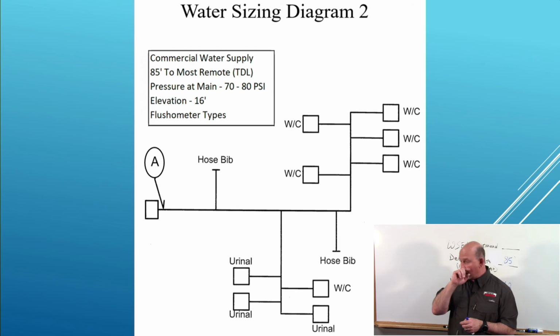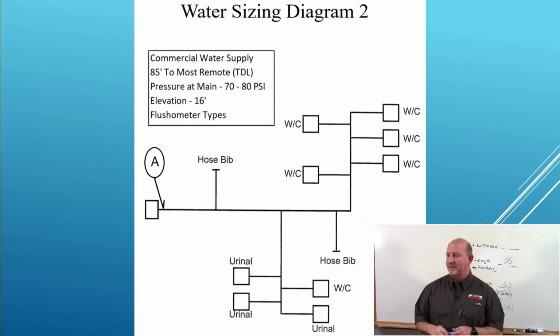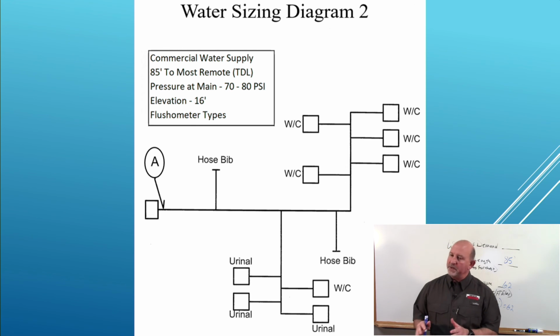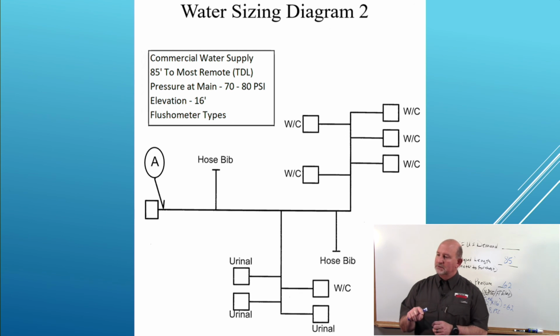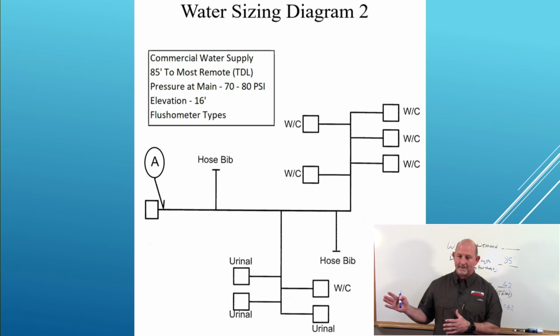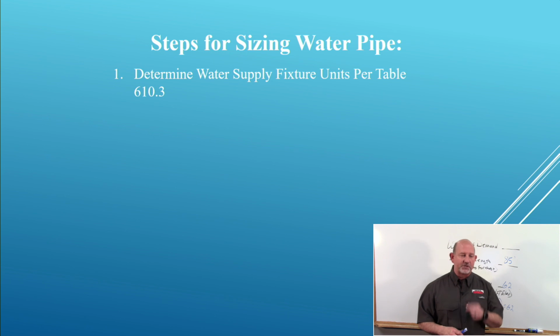People get themselves in trouble on this design where this design drops to the bottom there and you've got that 1 water closet. They go, oh, that's by itself. It would be if you were sizing that feeder that dropped down that fed the 3 urinals and the water closet. But in this design, we're not, because we're sizing pipe A. It's feeding everything. So step 1, we determine the water supply fixtures per table 610.3.